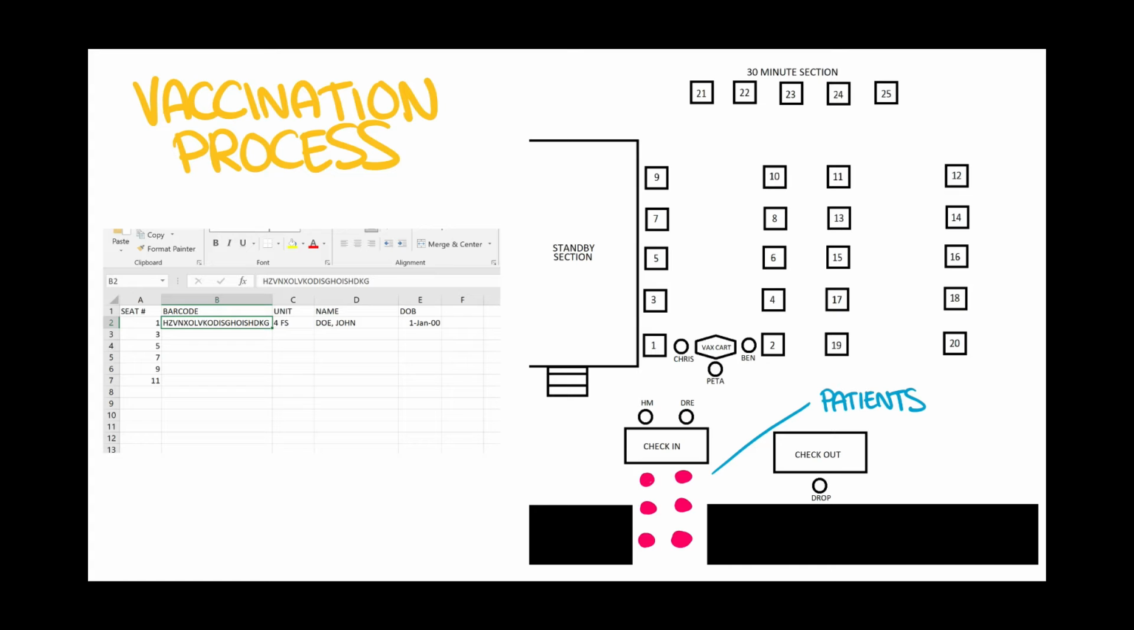Our Excel sheet should look something like this, where we have a seat number. Notice that mine only has odd numbers. And after that, we have the barcode. So whenever you scan a CAC, it gives you a barcode that looks kind of like that, and it automatically inputs it into Excel. And that's what's going to help us retrieve the patient information from ASIMS.